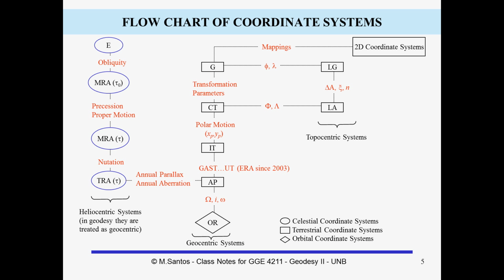Okay, now when you talk about coordinate systems, this figure that you see is very useful. I love this figure, and I hope that you can appreciate that, because it describes the whole thing we're going to talk about. So let's start from the left hand side, the so-called heliocentric systems. They actually are celestial coordinate systems. So everything that is in this oval are celestial coordinate systems.